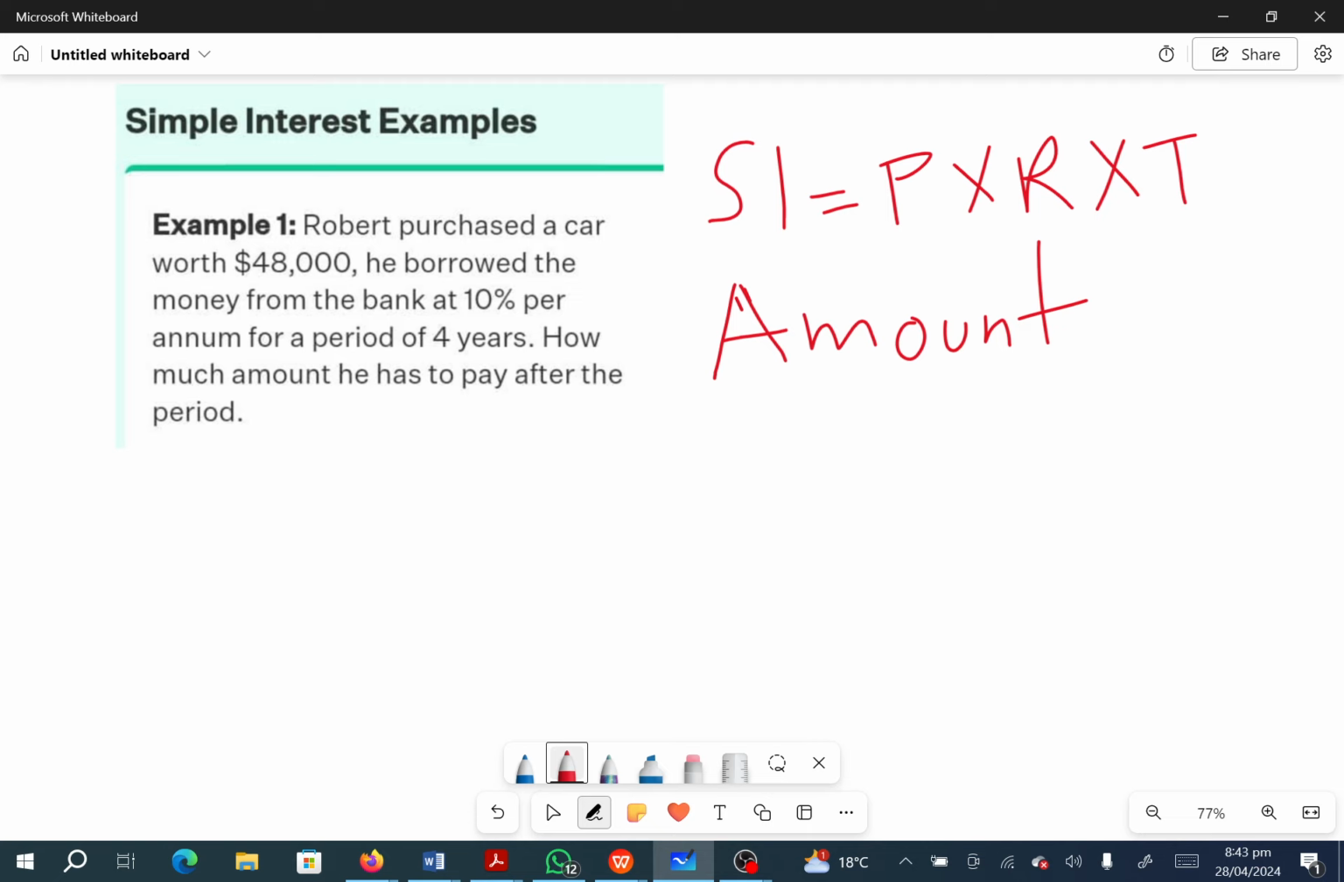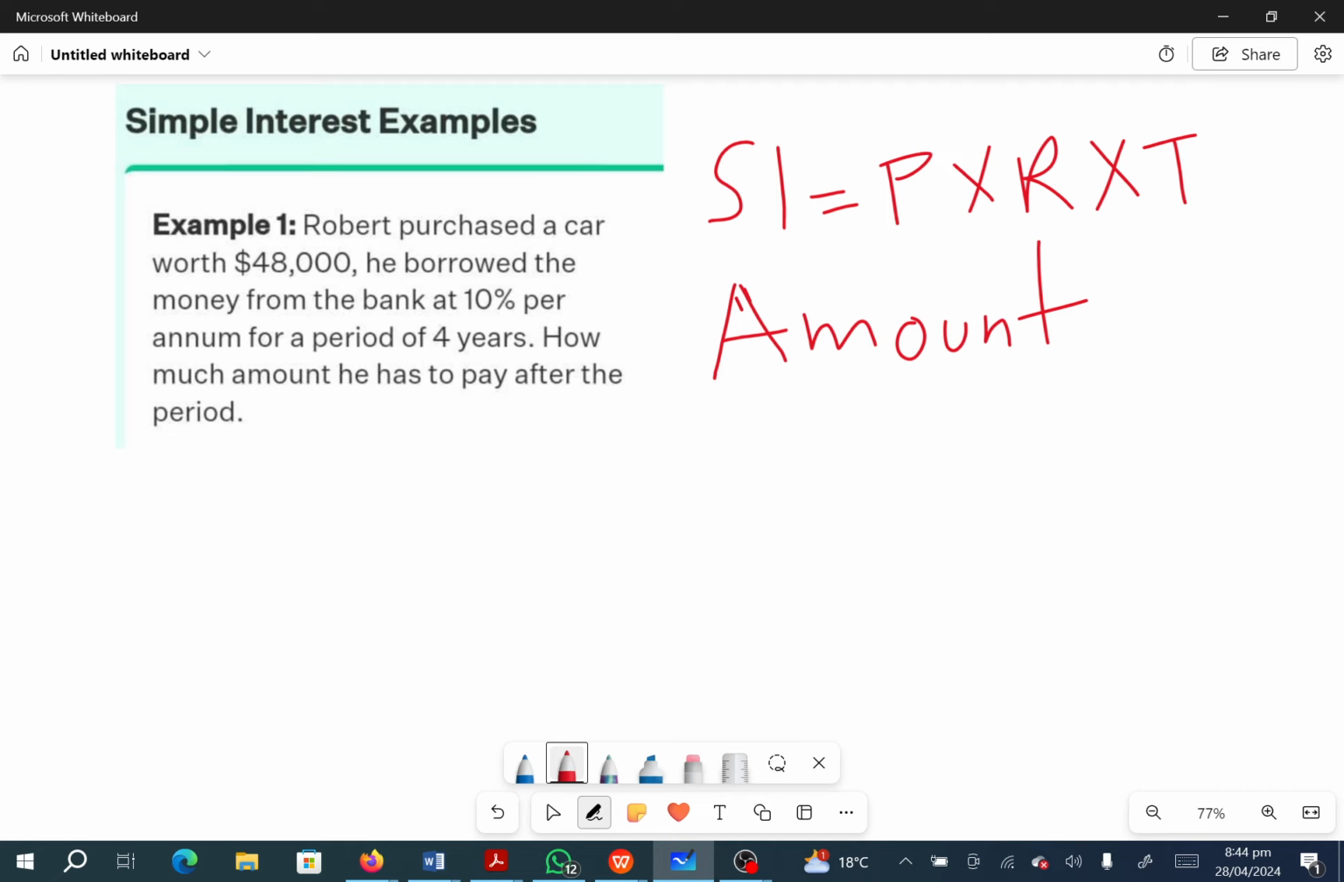When it comes to an amount, this is when a person, for example, takes a loan from the bank, and he has to return the principal together with the interest. That total returned money is called the retained amount, or in other books they just put it as amount. So this amount, we are giving you the formula for the amount.